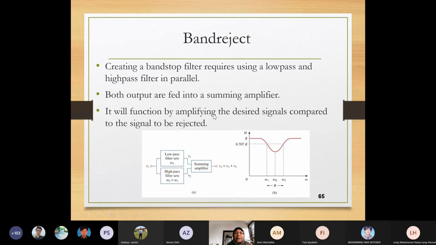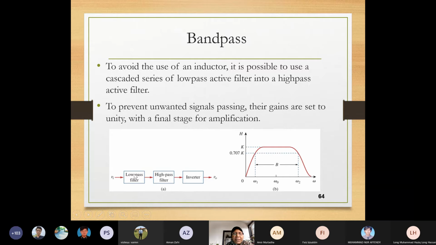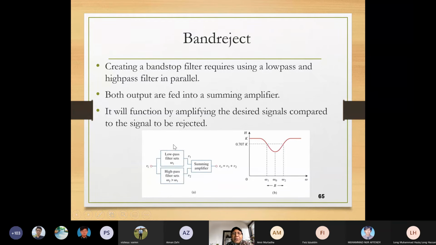It will function by amplifying the desired signals compared to the signal to be rejected. So compare here, you have a series system, or you call it cascade. But this one you have a parallel system. You apply one input to the low pass, another input to the high pass, and then you sum up those two outputs from these stage filters. From there, you will obtain the output of the band stop filter.